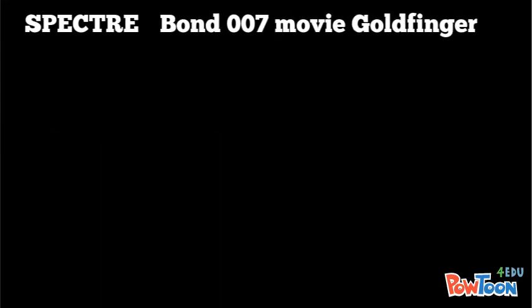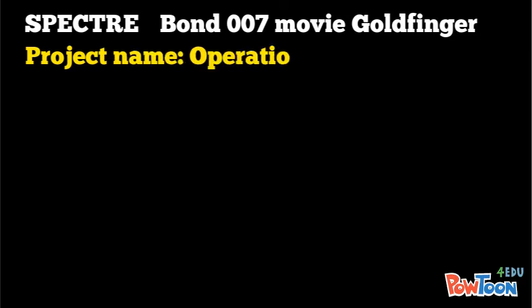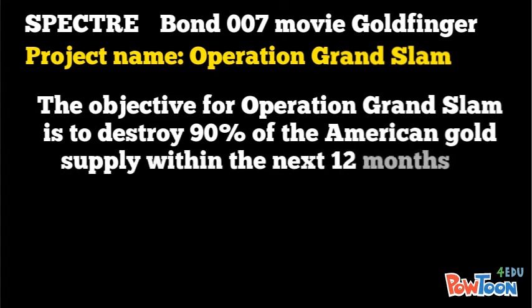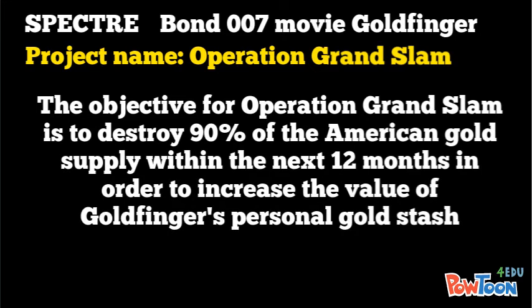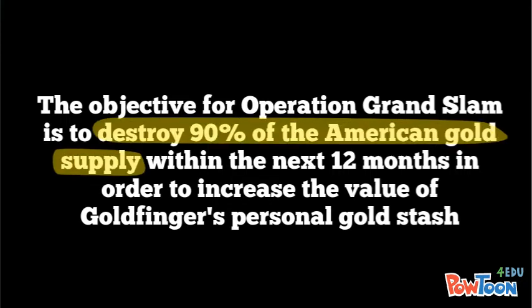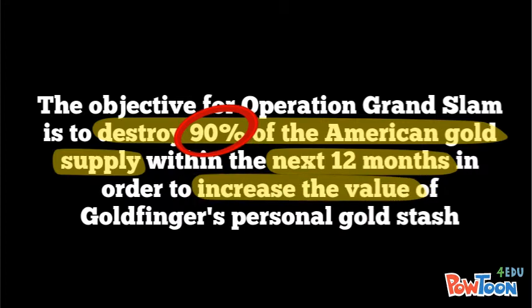If we looked at Operation Grand Slam from the Goldfinger movie, our objective could be to destroy a minimum of 90% of the American gold supply within the next 12 months in order to increase the value of Goldfinger's personal gold stash. Note that it has the what, the when, the how big, and also the why.